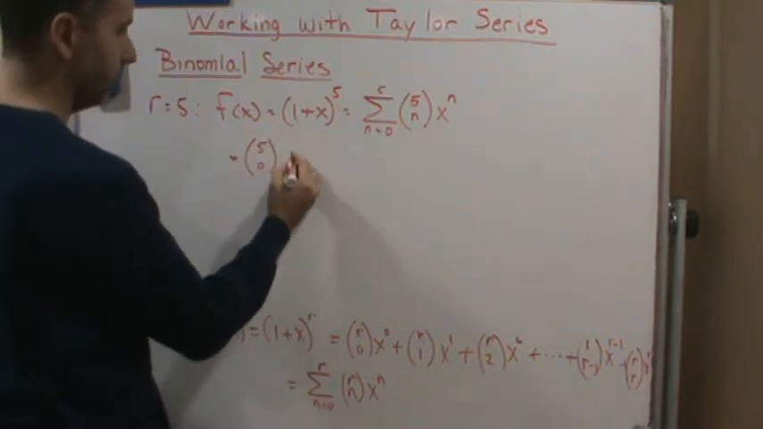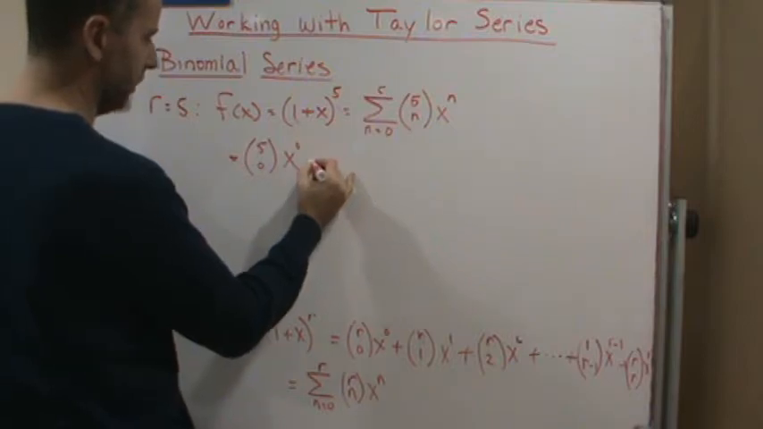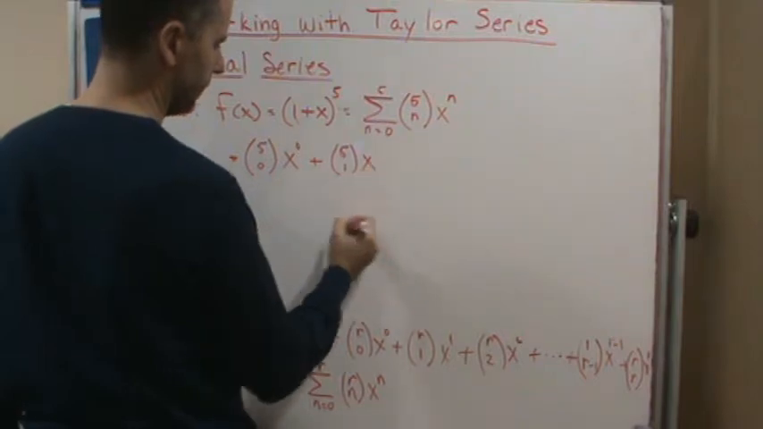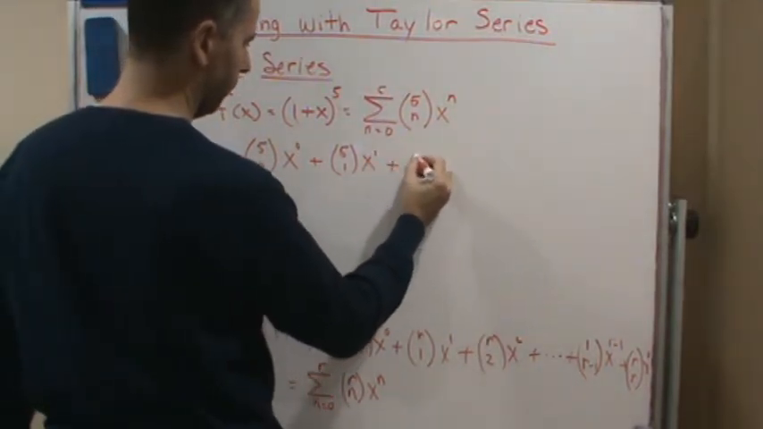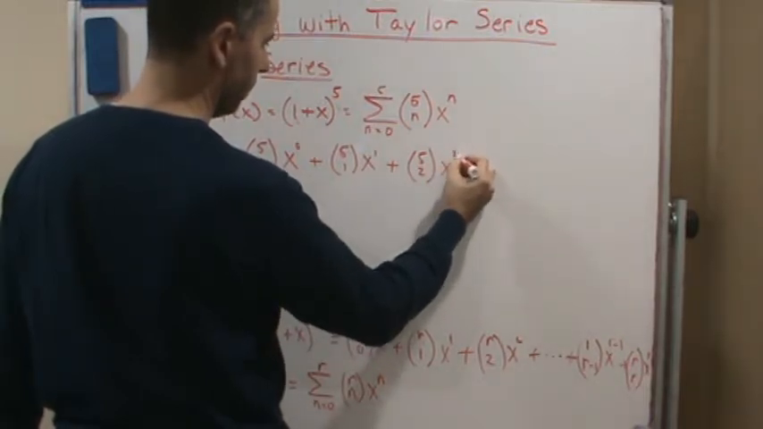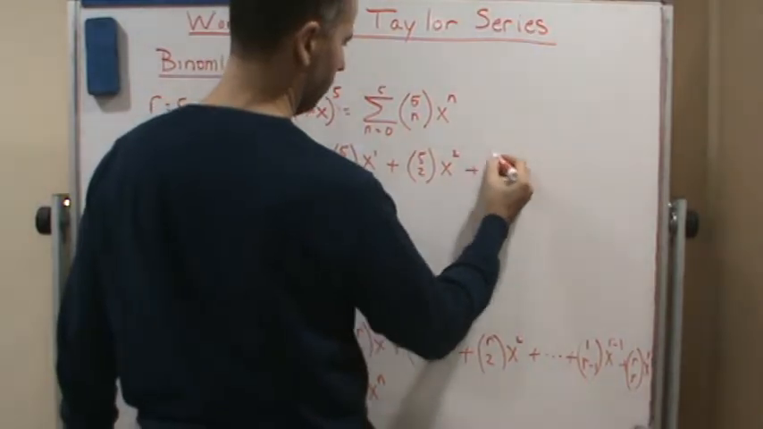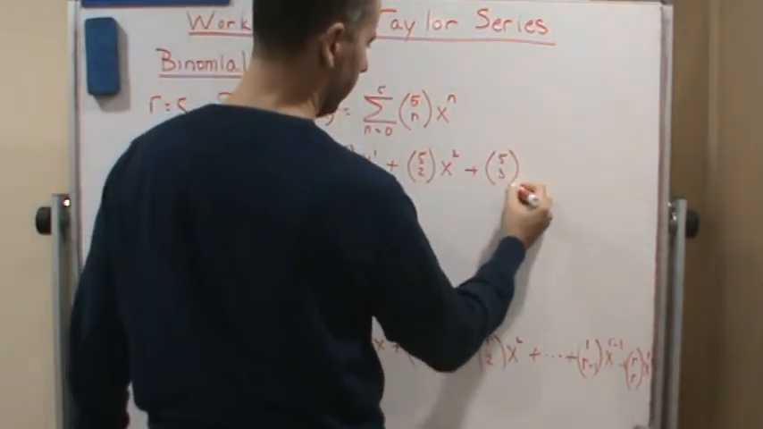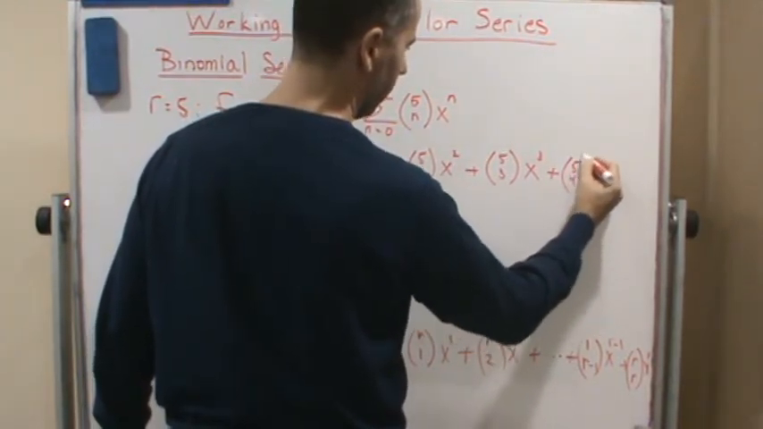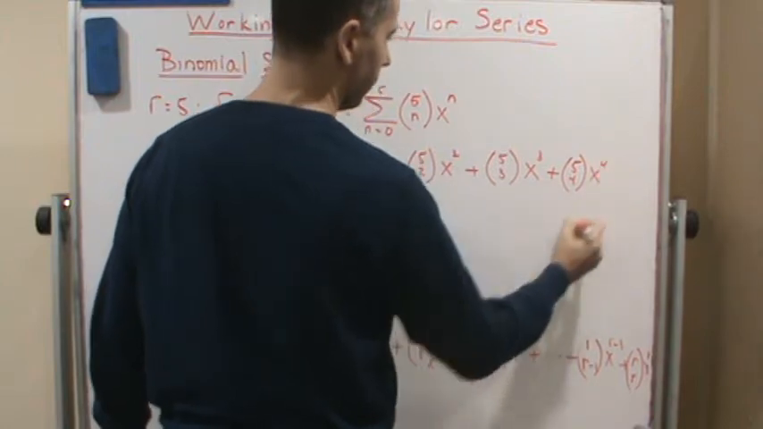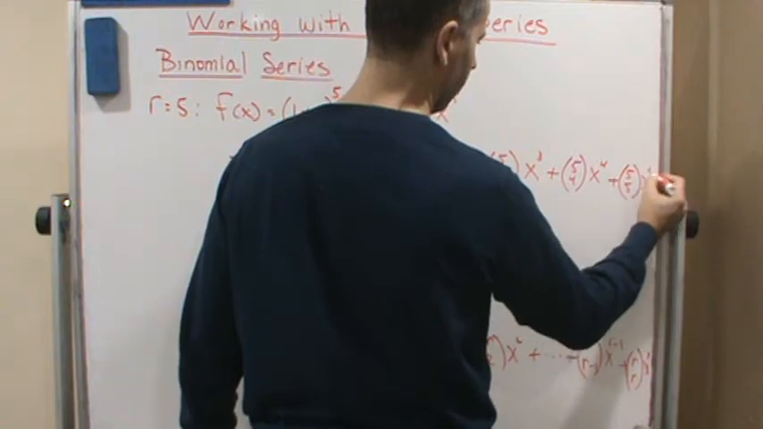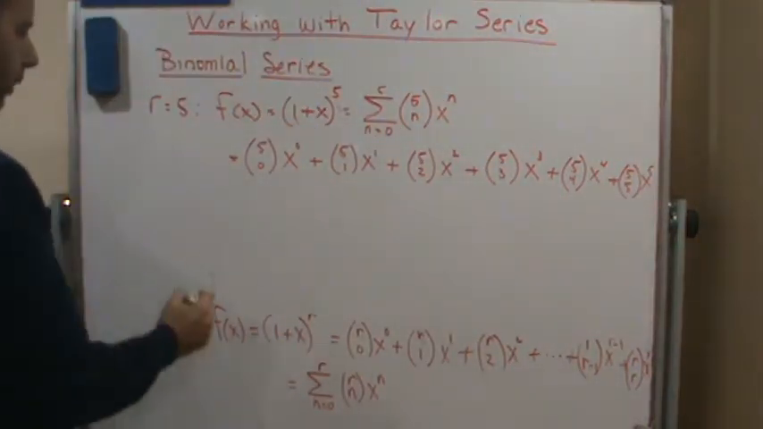Well, this is going to equal 5 choose 0, x to the 0, plus 5 choose 1, x to the 1, plus 5 choose 2, x squared, plus 5 choose 3, x cubed, plus 5 choose 4, x to the 4th, plus 5 choose 5, x to the 5th. Well, what is this going to equal?